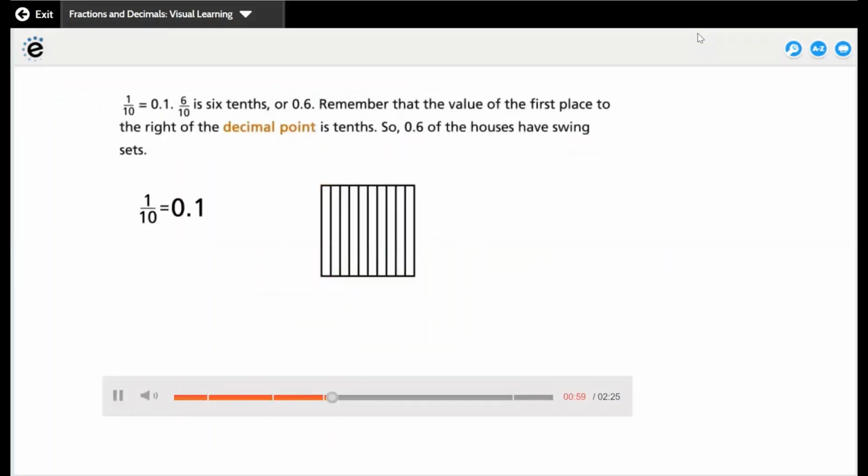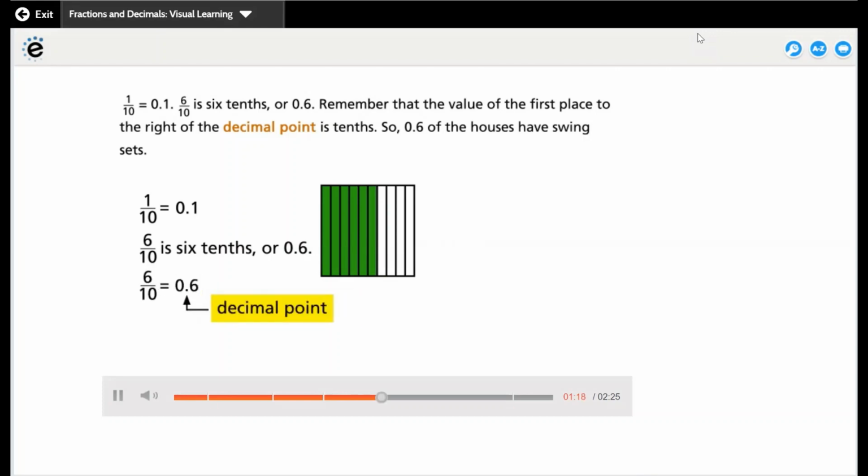1/10 equals 0.1. 6/10 is 6/10, or 0.6. Remember that the value of the first place to the right of the decimal point is tenths. So 6/10 of the houses have swing sets.